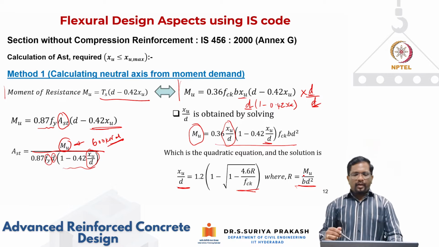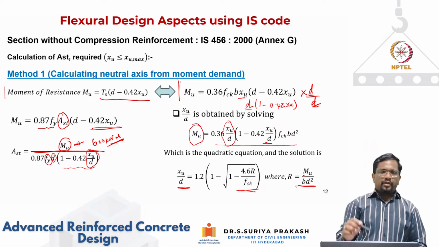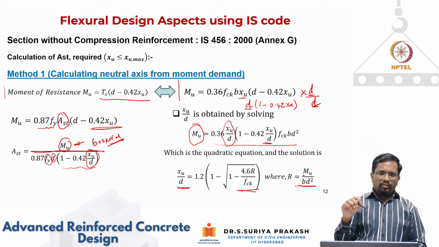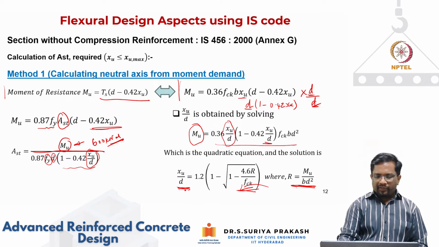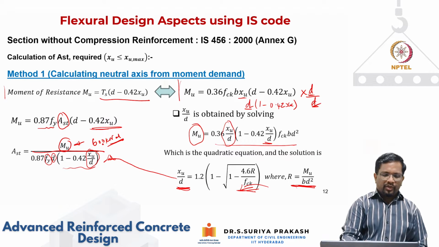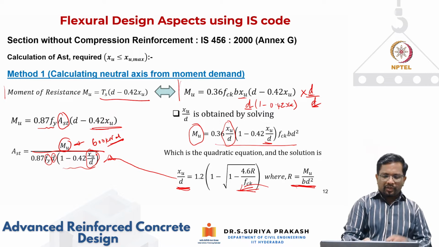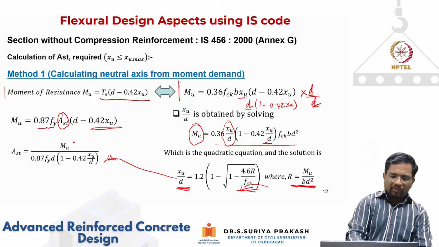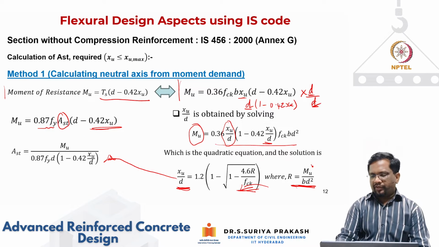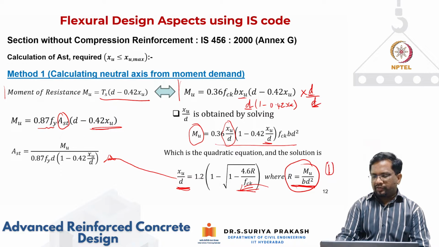So in other words, for a particular moment demand that is given to you, you first calculate the R value and plug it into this equation and find Xu by d. Then once you get your Xu by d, you go ahead and put it in this equation to get the amount of steel that is required. So what are the steps involved in this approach? First you calculate this. This is your first step.